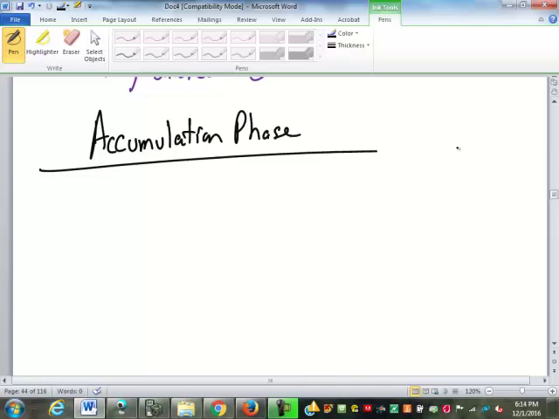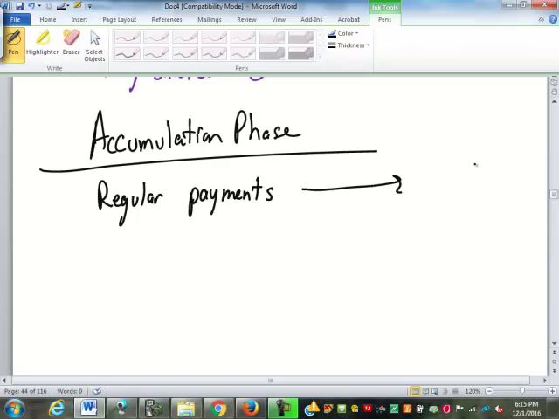There also will be tables in the book that do these as well, but as we've seen before, there are certain interest rates that the tables don't work for. Okay, so the accumulation phase. What we're going to start out with now is making regular payments. We need to figure out what the ending amount will be. So we're going to find the ending amount.